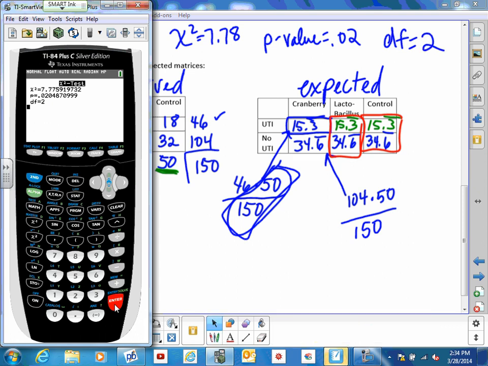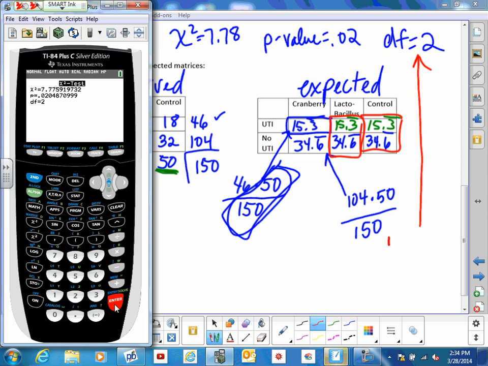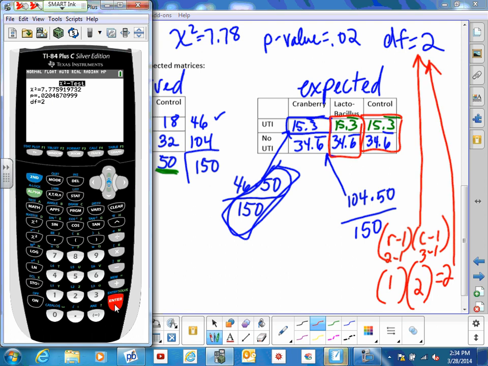By the way, you want proof as to why this degrees of freedom is 2? Rows minus 1 times columns minus 1. We have 2 rows, so that's 1. We had 3 columns, so that's 2. So 1 times 2 is 2, hence degrees of freedom 2. Rows minus 1 times columns minus 1. Okay. So ta-da.